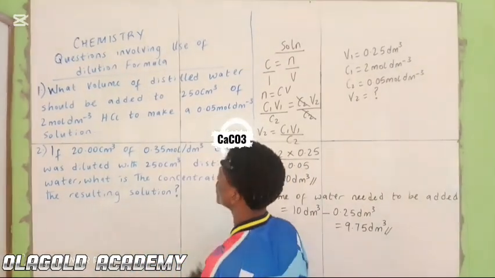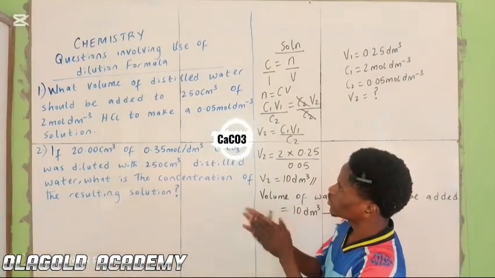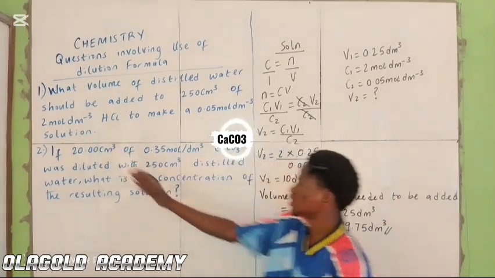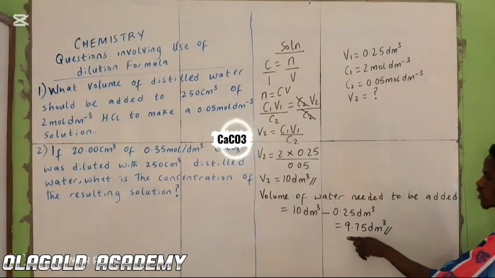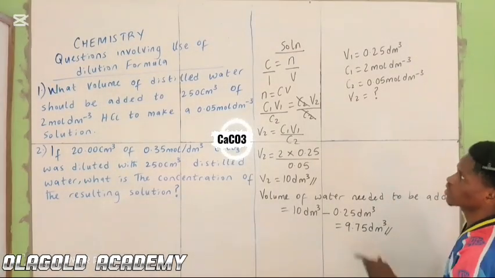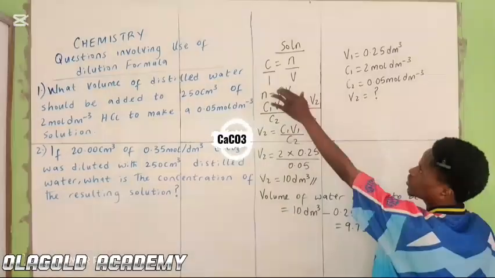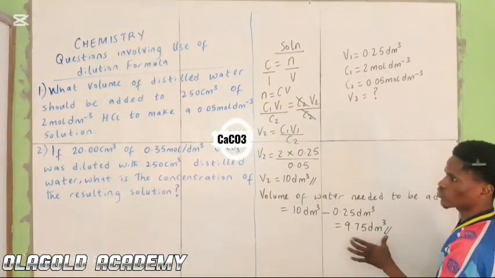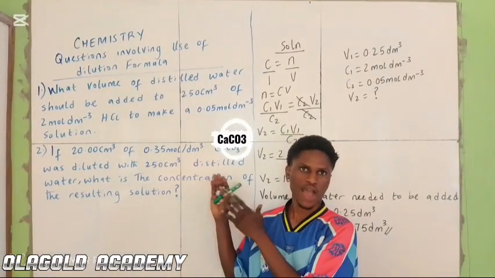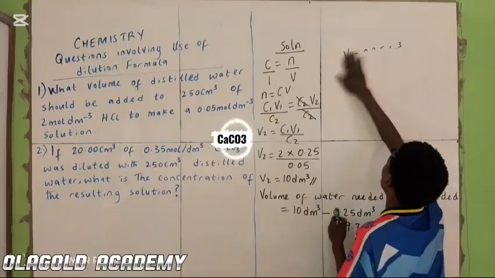So it means that the additional volume of the distilled water needed to make 0.05 mole per dm³ solution is what there? 9.75 dm³. So I have this. Now, I can use this formula to get my answer, and also I can use the normal formula to get our answer.